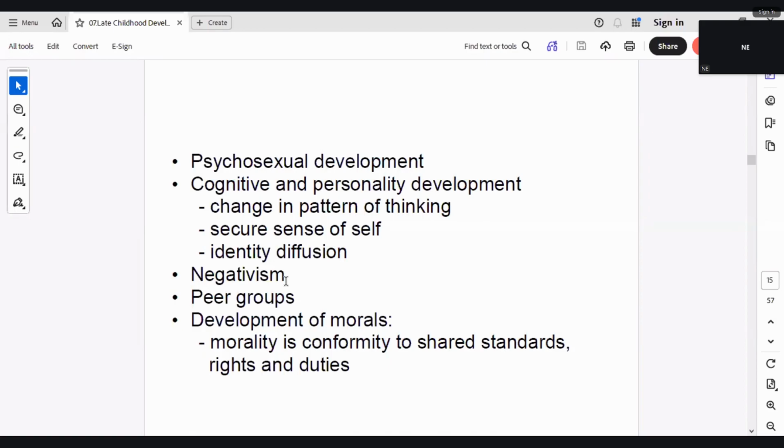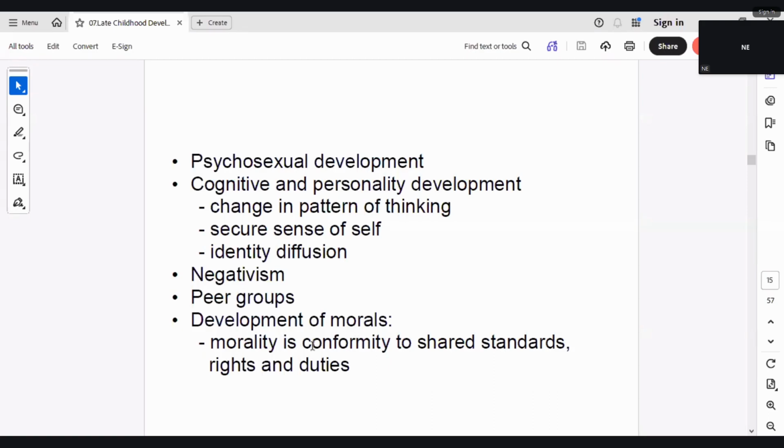Negativism is something that we see commonly in teenagers, and that's like, when they'll tell you, oh, the world is against me, everything's just not right, I hate life. So if any of you have teenage siblings, I'm sure it's something that is not news to you.